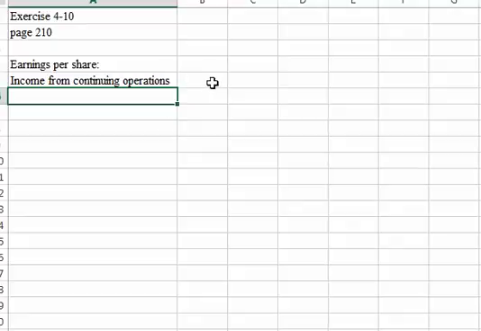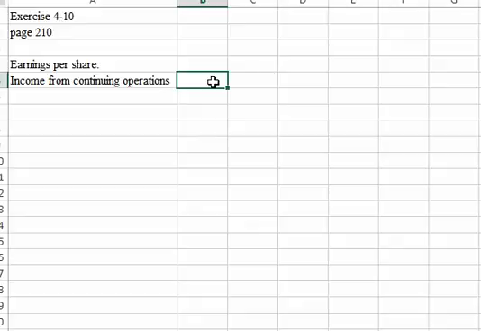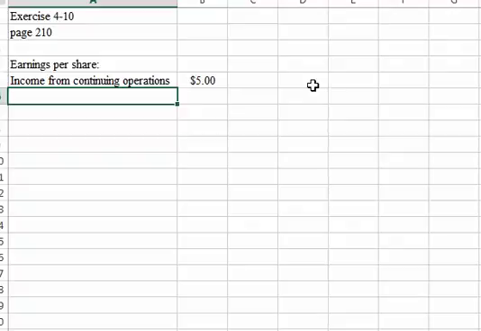Okay, so on income from continuing operations, we'll say the total amount was $5 million. They had 1 million shares of common stock outstanding, so this one's going to equal 5 million divided by the 1 million shares, and that gives us earnings per share on income from continuing operations of $5.